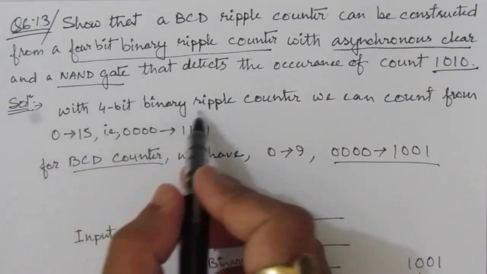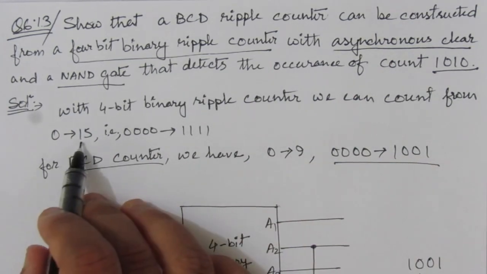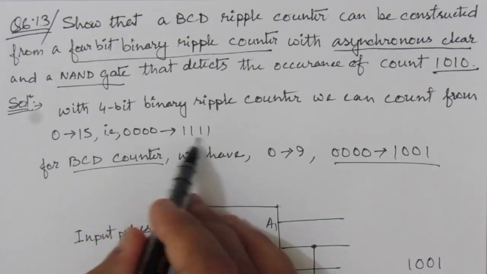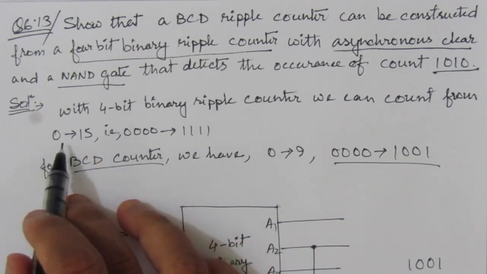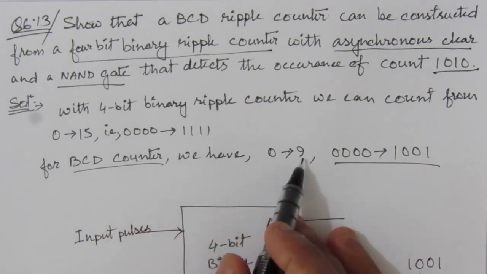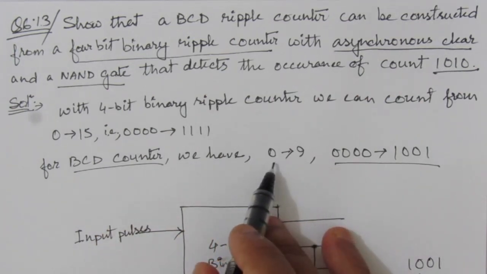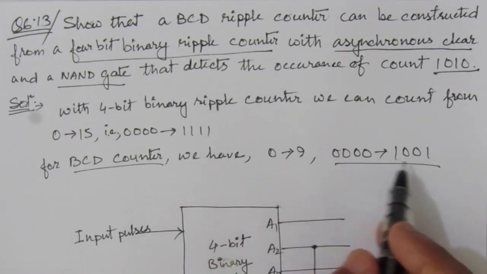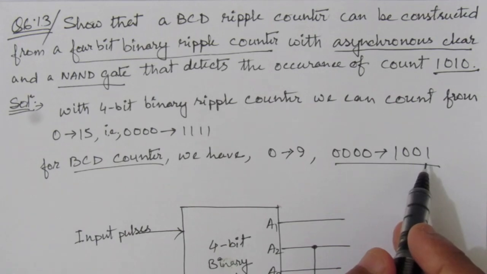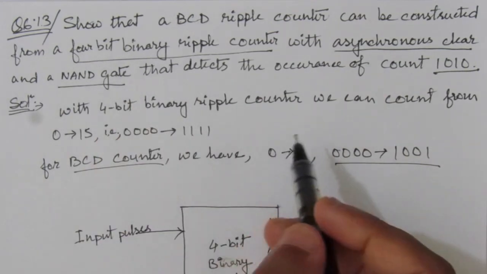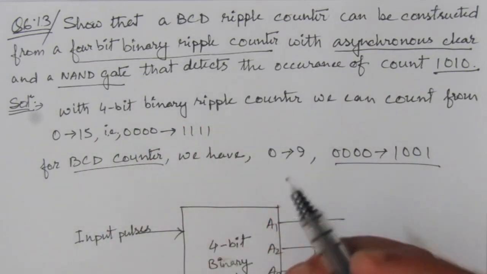With a 4-bit binary ripple counter, we can count from 0 to 15. Because we have 4 bits, we can go from 0000 up to the highest, 1111. This 1111 means 15, so we can count 16 input pulses. For a BCD counter, we can have 0 to 9. BCD means binary coded decimal. Here we have a maximum count of 9. That means from 0 to 9, we can count 10 input pulses, from 0000 to 1001. This 1001 means 9. Whenever we get 1010, we have to reset the outputs of this binary ripple counter so that it becomes a BCD ripple counter.